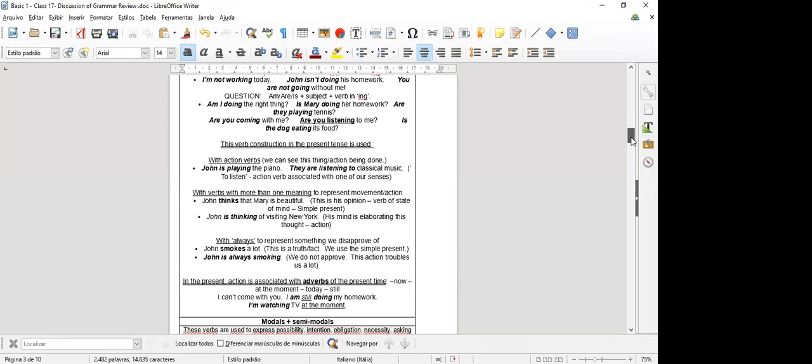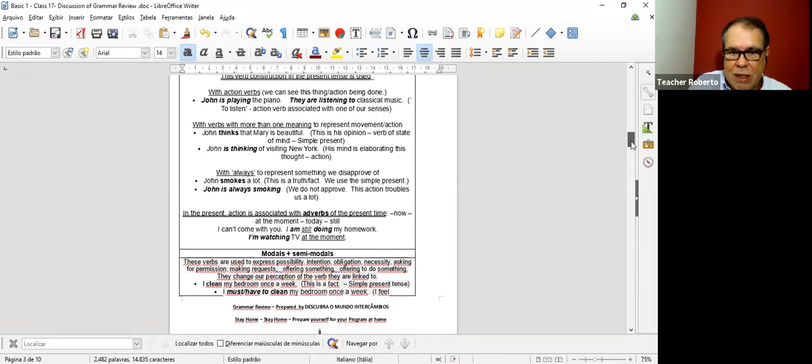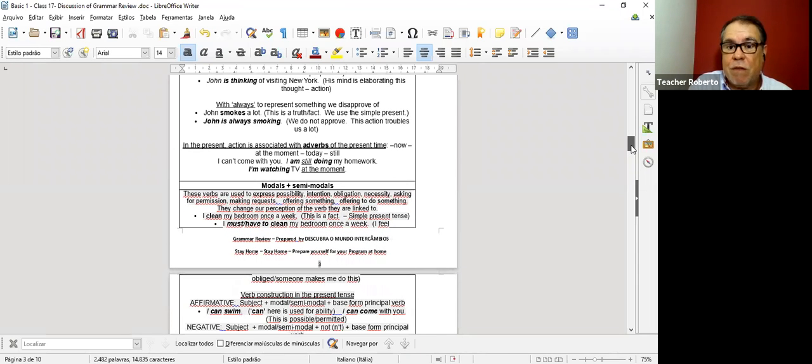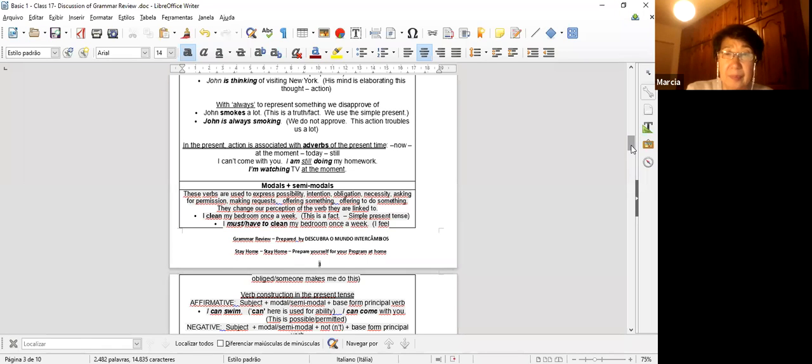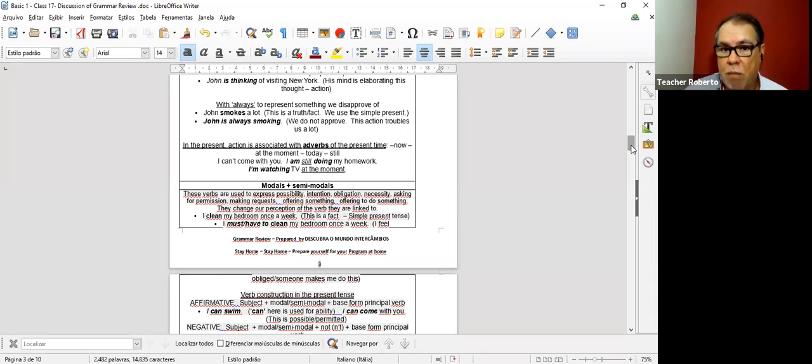Now, in the present, action is associated with adverbs of the present time. Now, at this moment, today, still. I can use all these adverbs of time with the present continuous. Like we're studying English at this moment. I'm working very hard today. I'm still reading that book. I'm still doing my homework. That's possible. It means the action is still in progress. Okay? All right?